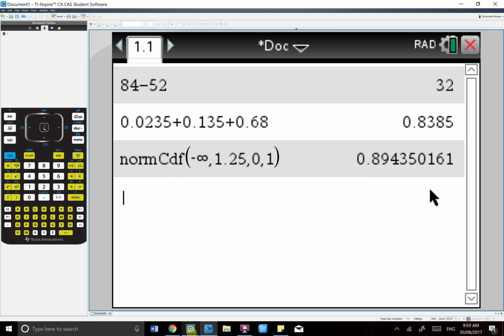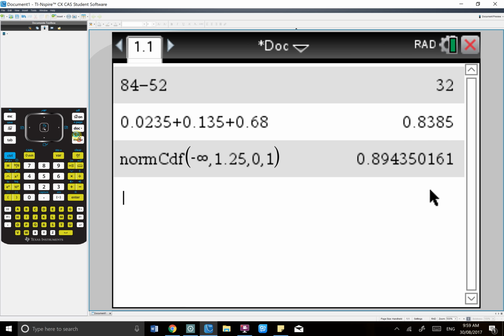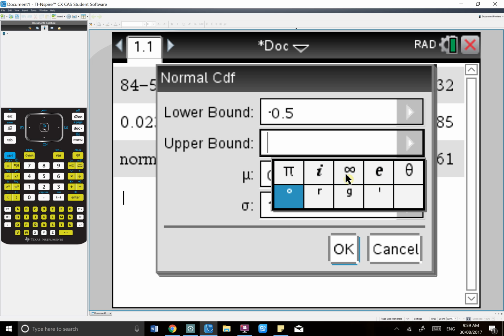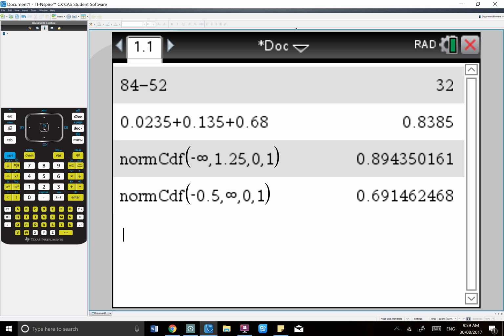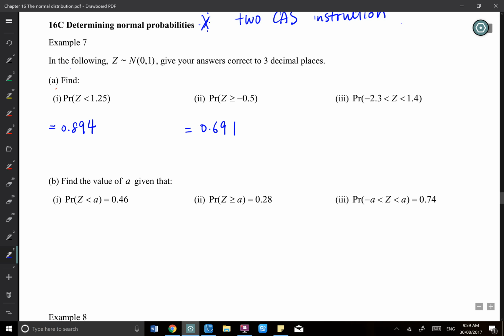With 3 decimal places, it's 0.894. The next one is greater than negative 0.5. Menu 5, 5, 2: negative 0.5 is the lowest number, and I want infinity. Infinity can be found under pi as well. It's still 0 and 1 because it's the standard normal. Click OK. So that's 0.691, where it's greater than negative 0.5.